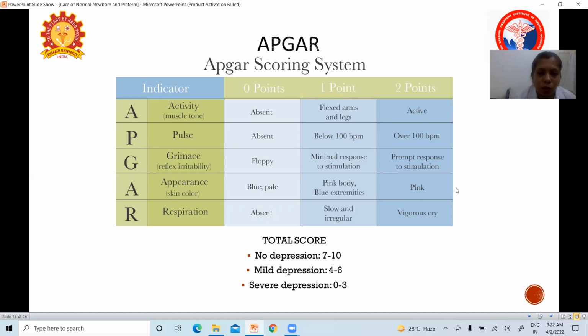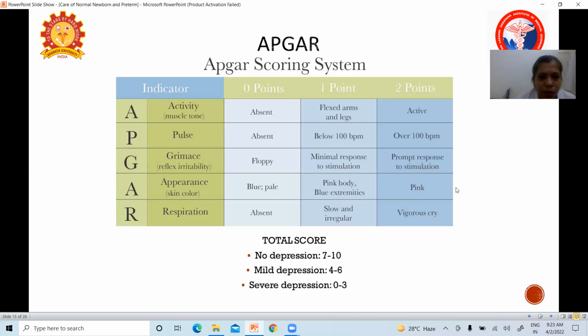So if the baby is born in good condition, the baby's Apgar will be between 7 to 10. If the baby had mild depression and some intervention was required, Apgar we expect as 4 to 6. And if the baby came severely depressed and even after intervention the final Apgar at 5 and 10 minutes is 0 to 3, that means the baby had significant perinatal asphyxia and the baby is in severe perinatal depression. So Apgar is a retrospective thing.